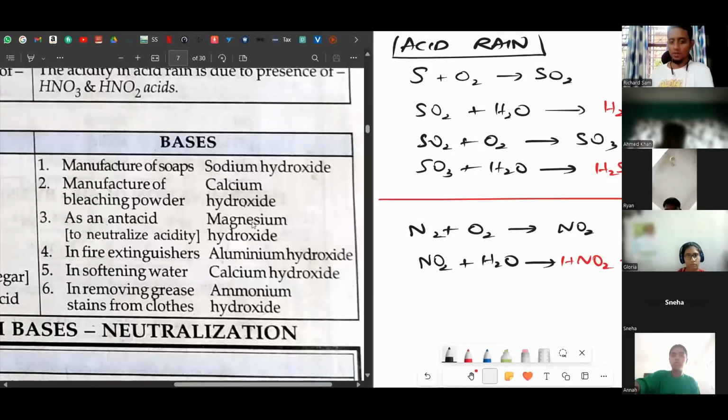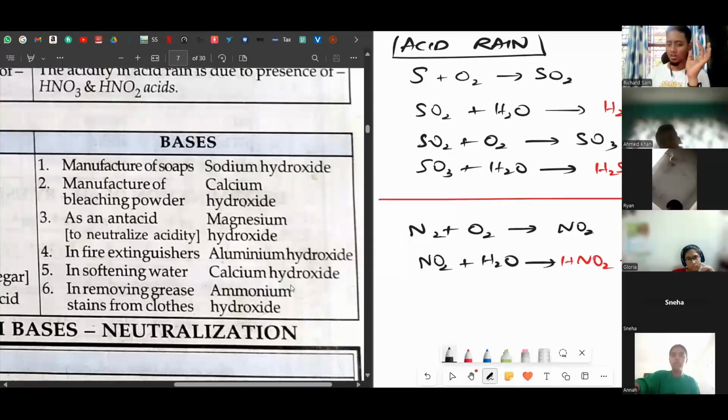Okay, so that is why we take an antacid when we have acidity. So the antacid that is used most commonly is magnesium hydroxide. Okay, Mg(OH)2. Next, in fire extinguishers, they use aluminum hydroxide. In softening water, calcium hydroxide. Okay, so we have learned about soft water, I think in 8th or 9th standard, hard water, soft water, and then we had calcium hydroxide to make it soft.